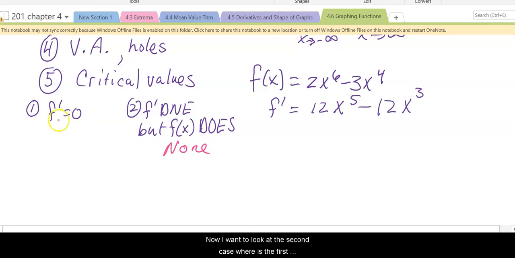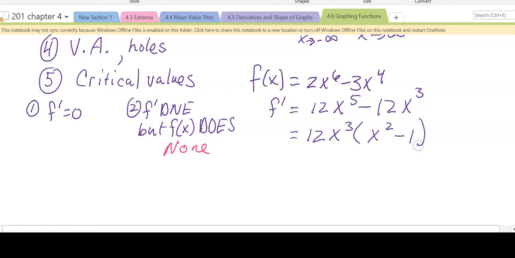Now I want to look at the second case. Where is the first derivative equal to 0? To do that, I want to go ahead and complete factoring of the first derivative. I have a common factor of 12 and a common factor of x cubed out of each term. When I factor out the 12x cubed, it leaves behind x squared minus 1.